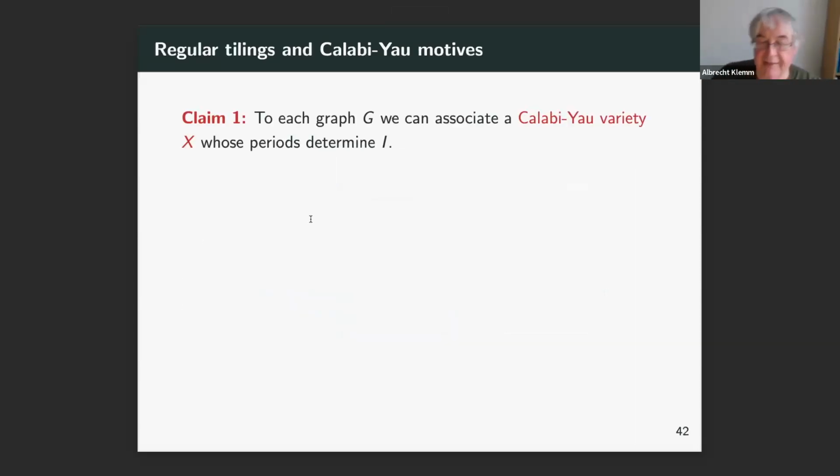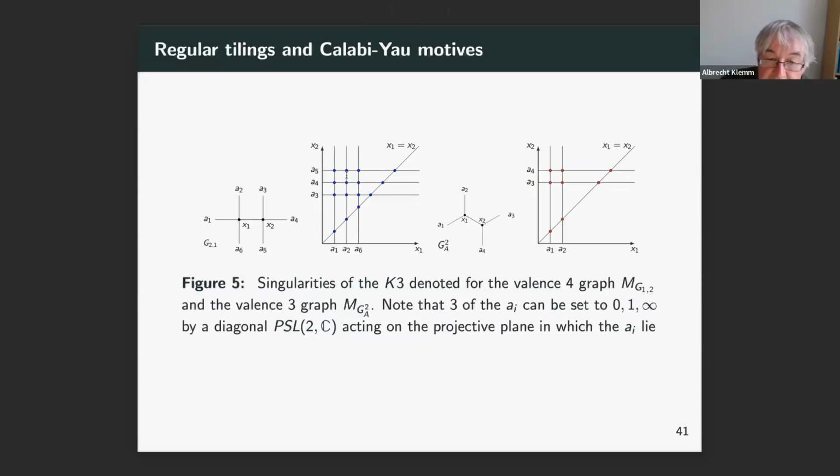So the claim, or actually what we proved in our papers, is that to each graph we can associate a Calabi-Yau variety. It will be actually quite singular. So here you see it's a singular K3, but we can resolve it in this case by blowing up all these P1s here that come from the intersection, and then you obtain a smooth model of the Calabi-Yau in which you can calculate the periods. But essentially, you can also work with the singular Calabi-Yau.